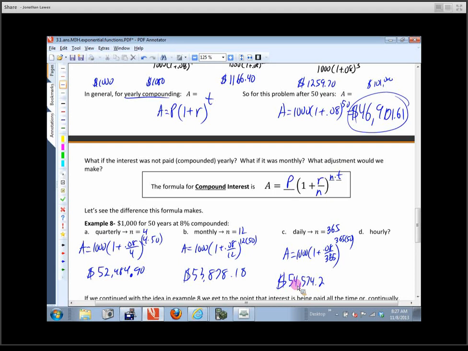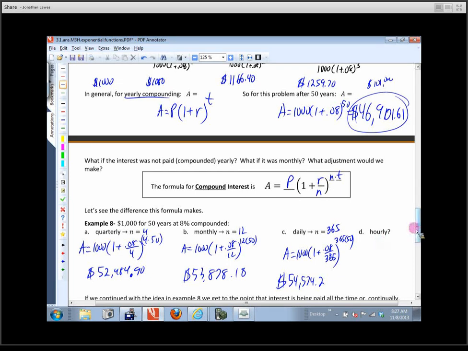But again, the big leap is when we start compounding per year, maybe compounding quarterly. We get small increases after that. Okay. And we could get really ridiculous. You could figure out how many hours there are in a year. That would be kind of crazy. If somebody wants to figure that out, you're welcome.